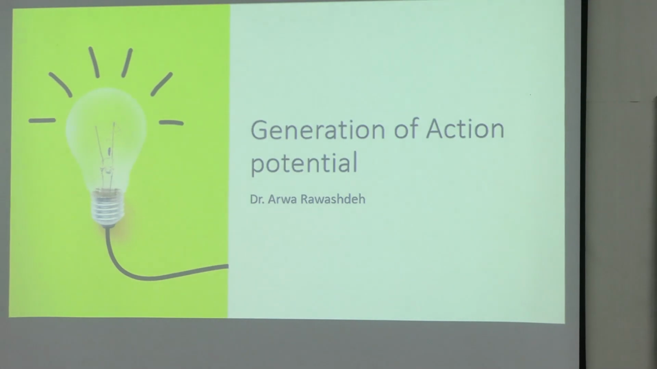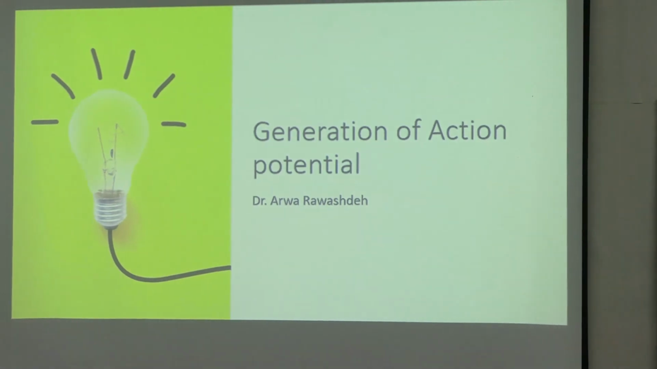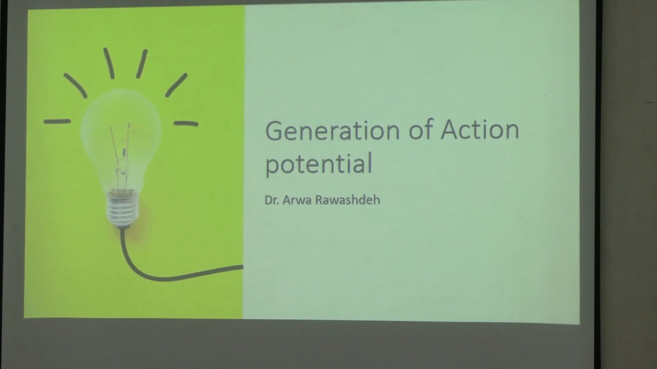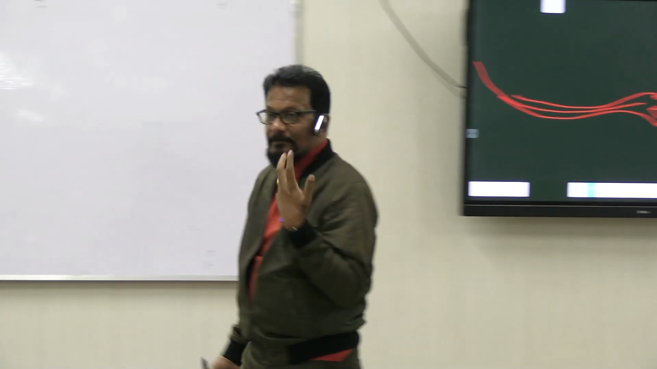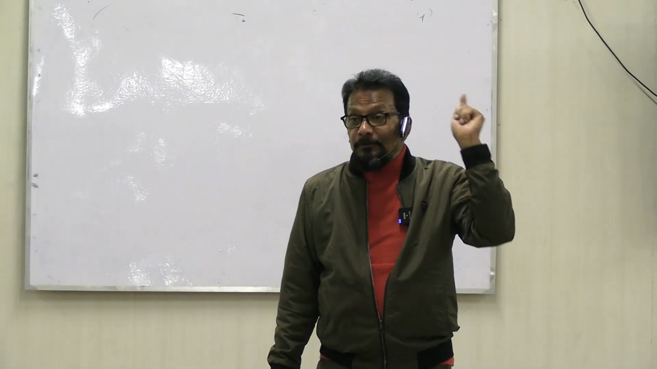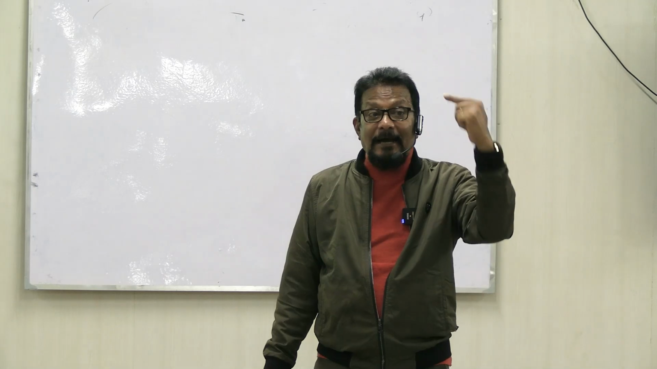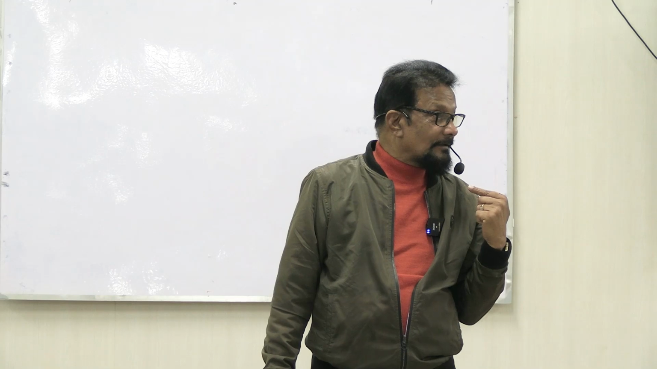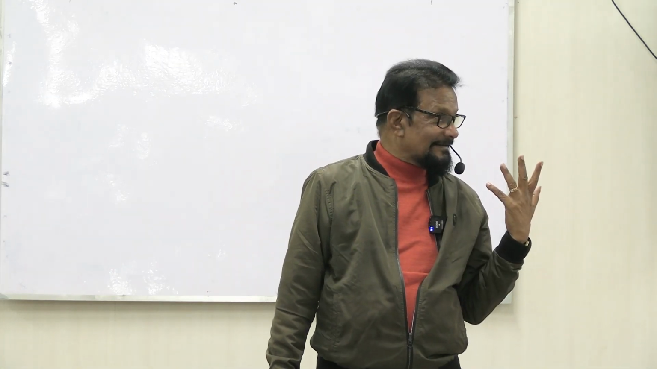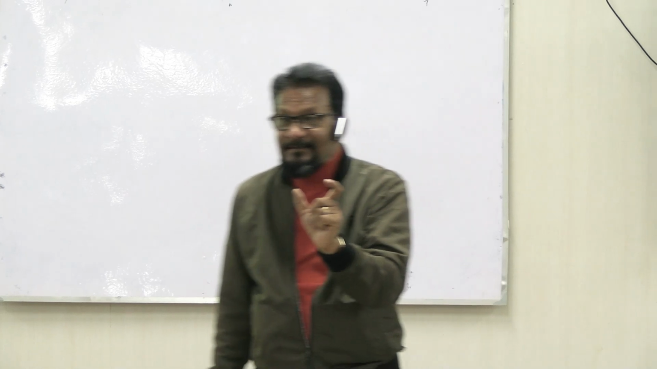Generation of action potential. Our nerves are excitatory in nature. All the body cells have a resting membrane potential, but not all cells can produce an action potential. The cells which are capable of producing action potential are called excitable cells. So excitable means the cells are capable of producing action potential.